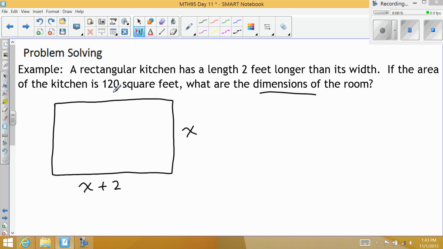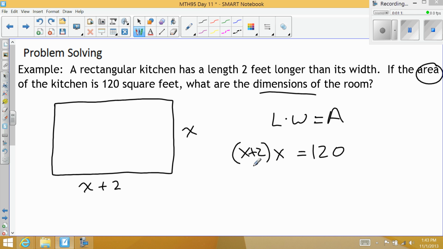And then the area of the kitchen is 120 square feet. The area formula, which I expect you to know, is that length times width is the area of a rectangle. So the length is x plus 2, the width is x, and we know the area is 120. At first this looks factored, but remember, we have to have things set equal to 0 before we factor. So let's simplify. x squared plus 2x is 120.